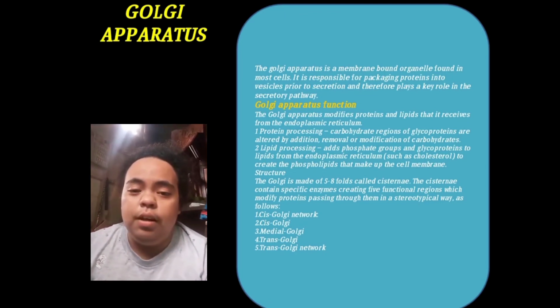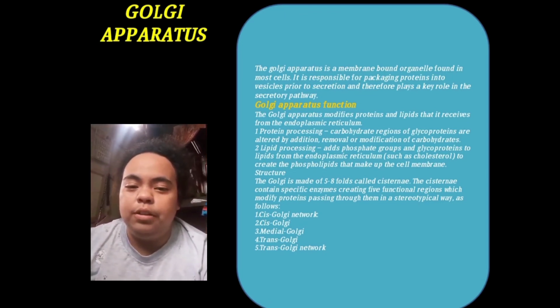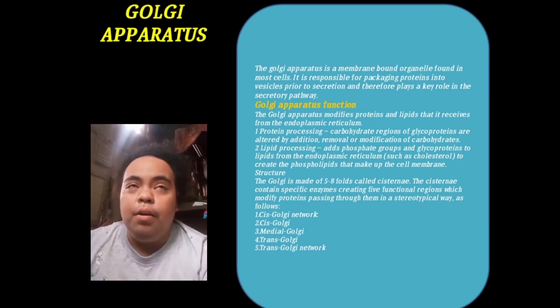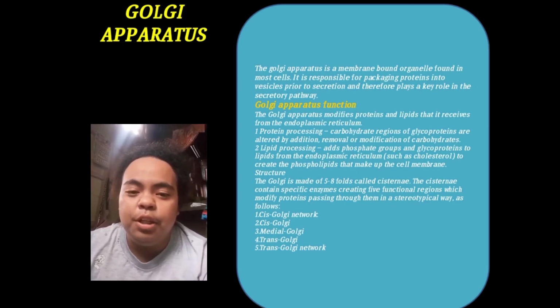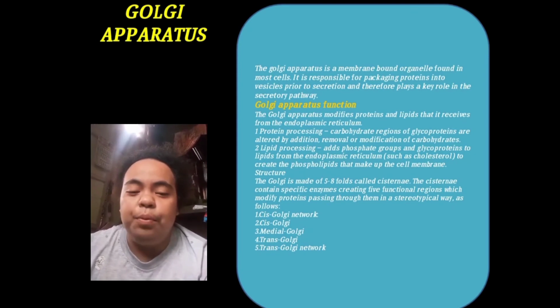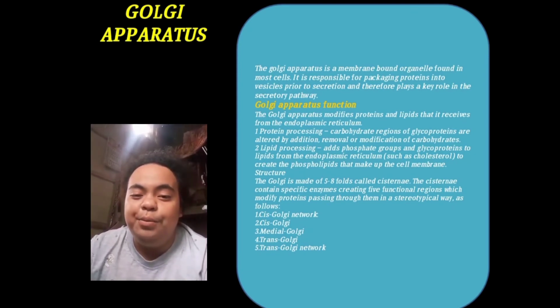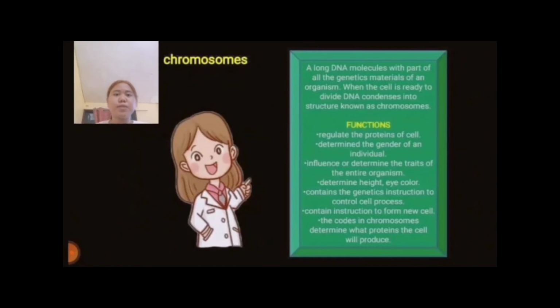So ang sunod po ng Golgi apparatus is the cis phase, and the last is the trans phase. The cis phase yung parang supplier, yung owner, tapos yung trans phase naman siya na yung receiver. Siya nagre-receive niya yung protein. That's all. Thank you. So, let's proceed to the chromosomes.